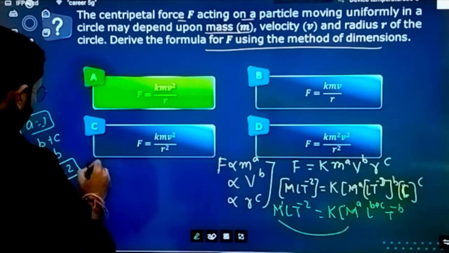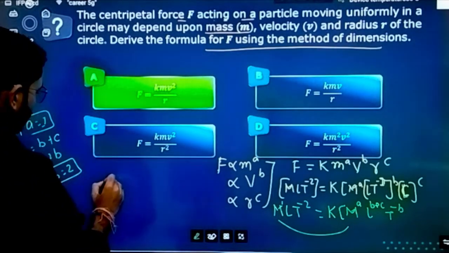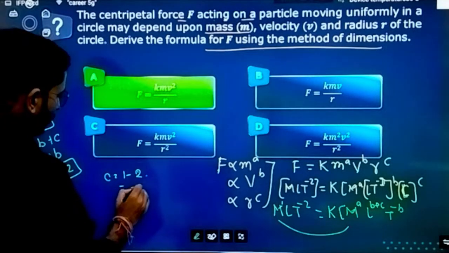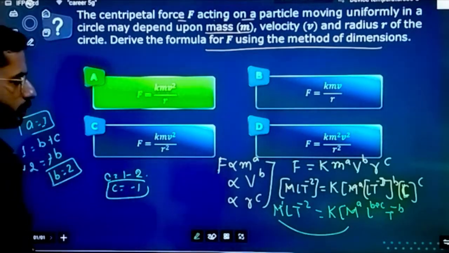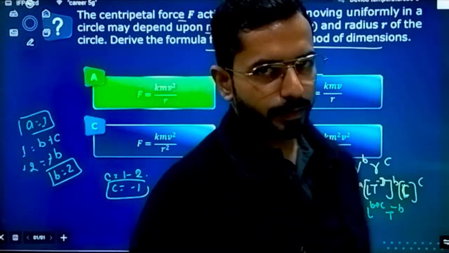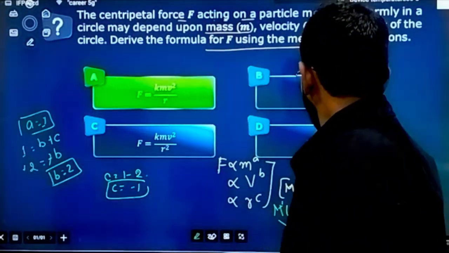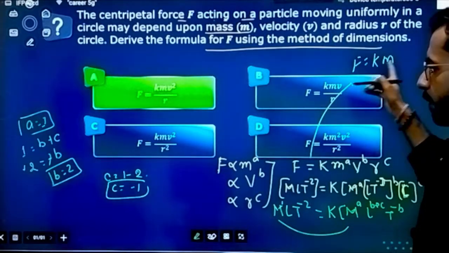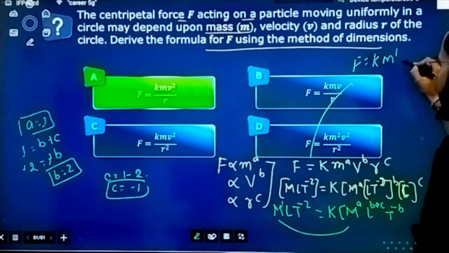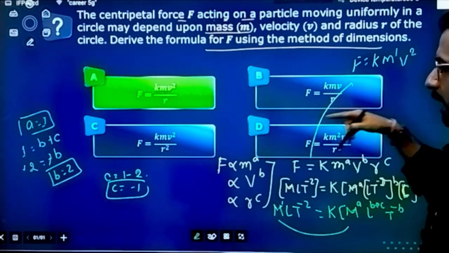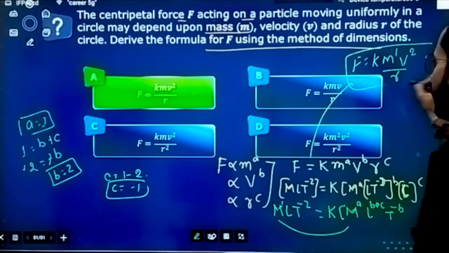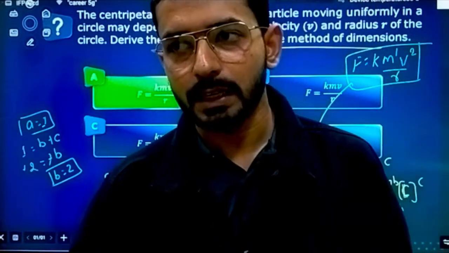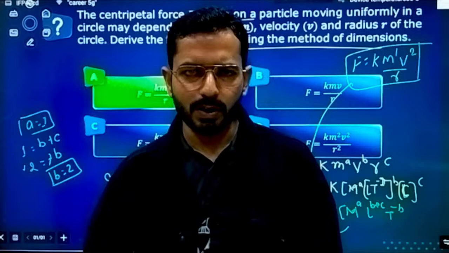If b is equal to 2, what can I say about c? c can be written as 1 minus 2, that means it will be minus 1. c will be equal to minus 1. All these three values we got. Now just put the values in the final equation. Force is equal to k times mass to the power a, that is 1, v to the power 2, and r to the power minus 1. That means I will write mv square by r, and we know that centripetal force is nothing but mv square by r. This is a basic thing that we already know.